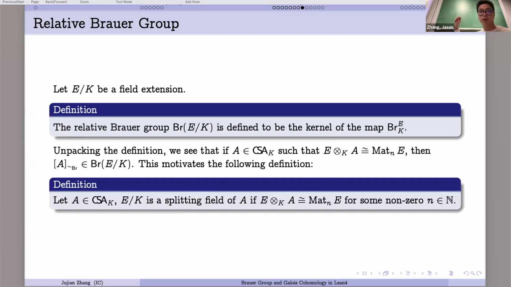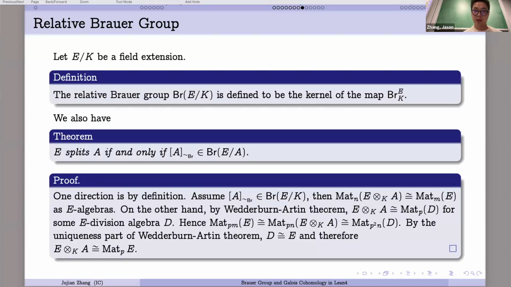We say that E over K is a splitting field of a central simple algebra A if E tensor A gives you a matrix algebra over E. Then we will have that E splits A if and only if A is in the relative Brauer group. One direction is just by definition. On the other hand, if A is in the kernel of the base change map, then by definition, for some non-zero n, the matrix algebra of dimension n over E tensor A will be the matrix algebra of dimension m over E for some m and n.